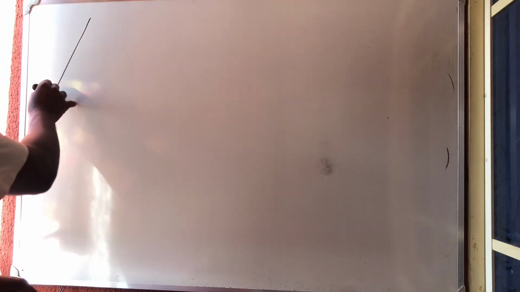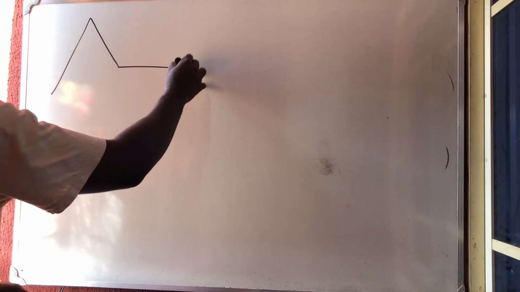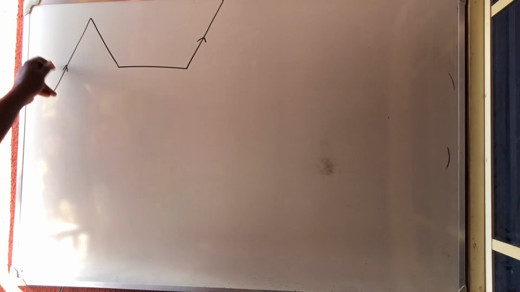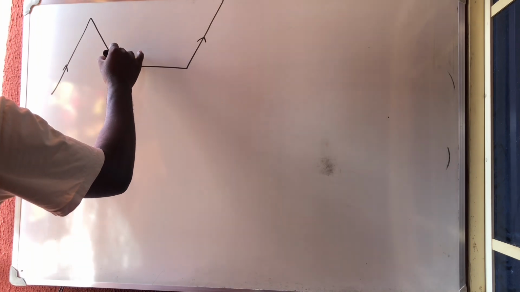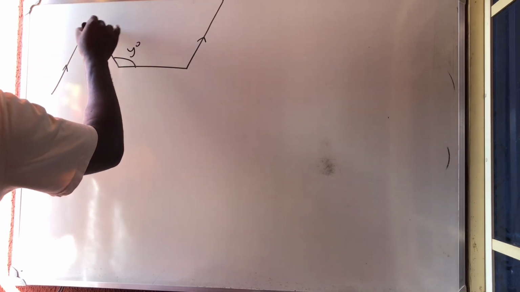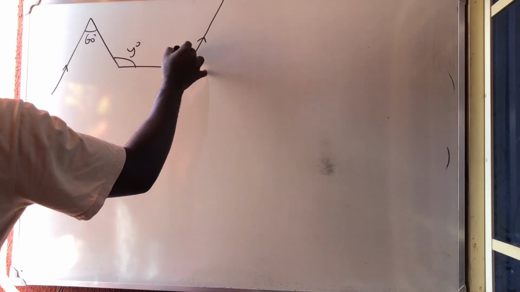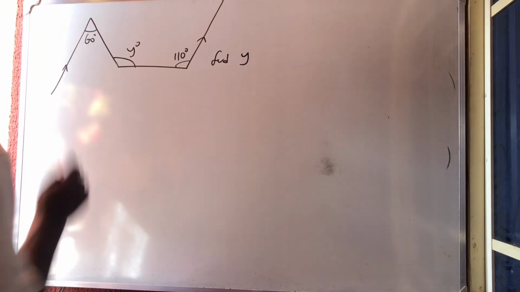The next one, they gave me something like this, and something like this, so that here is parallel to here. Don't forget I told you that anything that is like a V, you can continue it to make it a complete triangle. Okay, it can help. So here is like this. They said that here is y degrees, that here is 60 degrees, and that here is 110 degrees. They say we should find y. As simple as that.